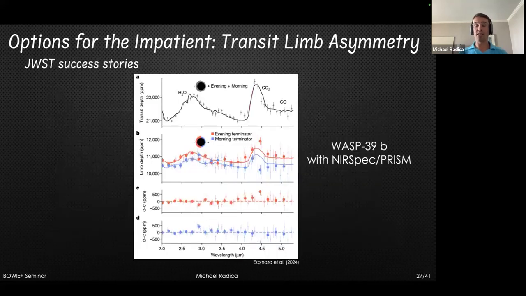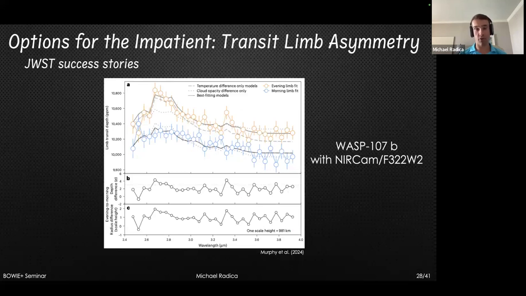But now with JWST, we have a whole bunch of different success stories of actually being able to detect limb asymmetries in exoplanet atmospheres. The first being everyone's favorite WASP-39b with NIRSpec PRISM. This was Nestor's work published last year, where we see a hotter evening hemisphere where the transmission spectrum is generally shifted upwards from the colder morning.